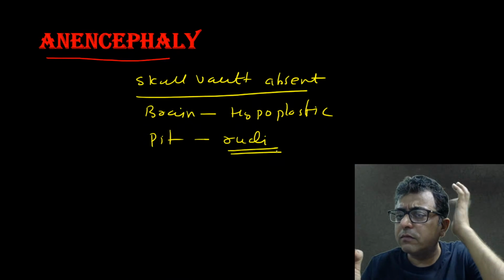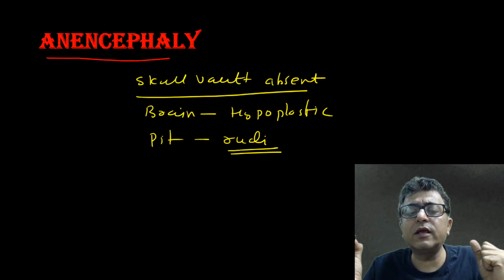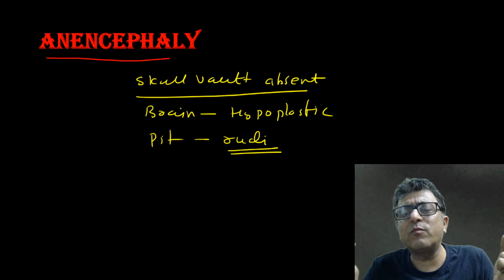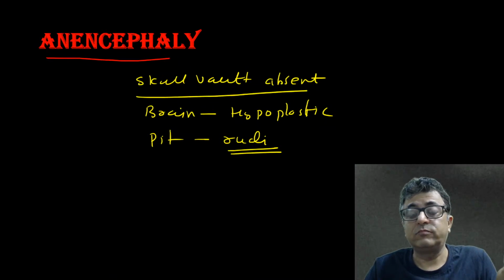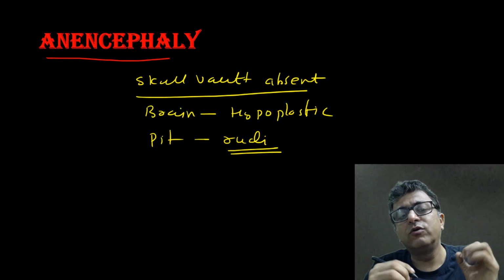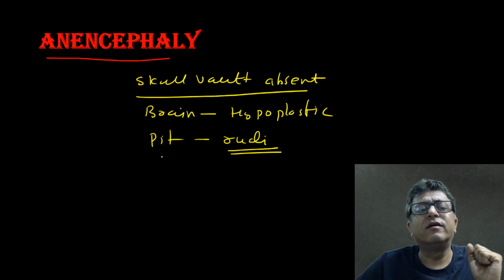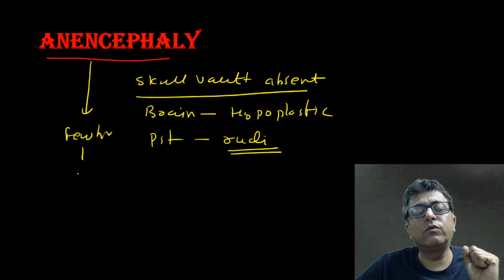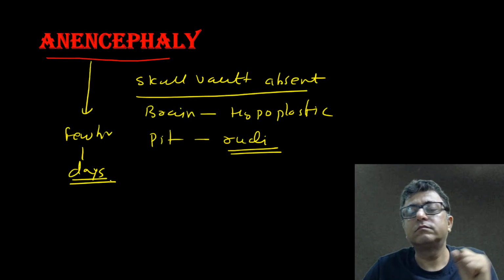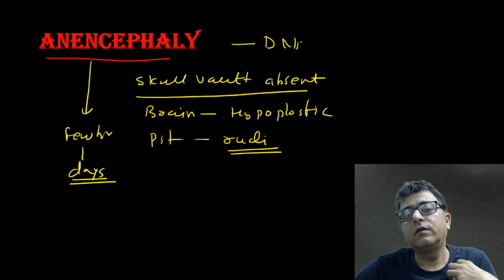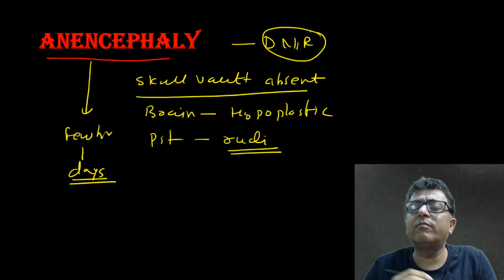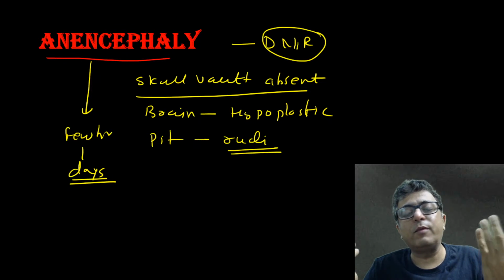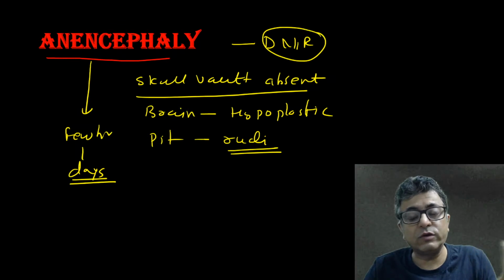So a baby is born with an absent skull. Skull is not there. You find the brain is also rudimentary, hypoplastic, the pituitary is hypoplastic. It may be associated with multiple cardiac anomalies also. So most babies with anencephaly die after birth within a few hours to days. So the general guideline: do not resuscitate. What will you do to revive that baby whose brain is rudimentary, pituitary is not there, skull bone is not there? So do not resuscitate.